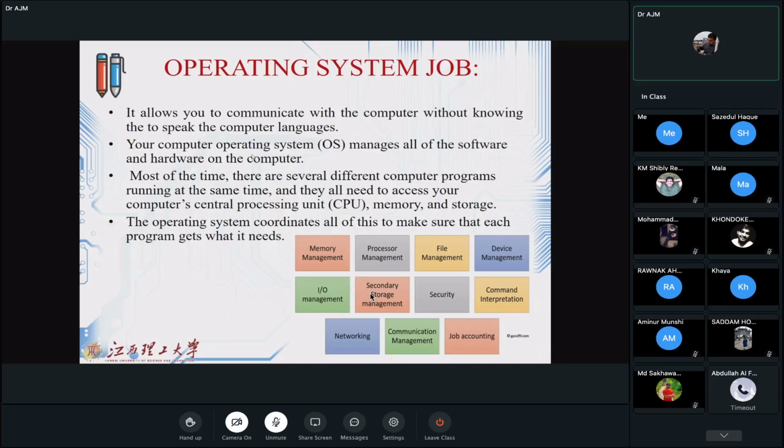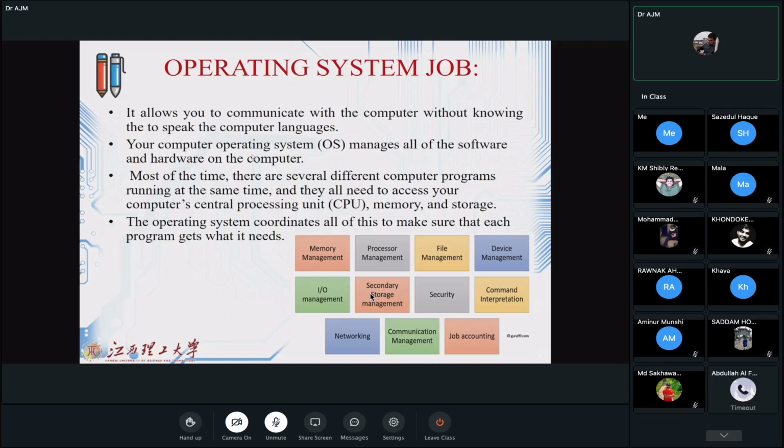What is the real job of the operating system is something that I bring here for you in this figure, which can allow us to communicate with the computer without knowing the computer language. And your OS can manage all of the software and hardware of your computer. Suppose you will see memory management, processor management, file management, device management, security, command interpretation, secondary storage management, IO management, networking, communication management, job accounting, all of which can be done with the help of this OS part.